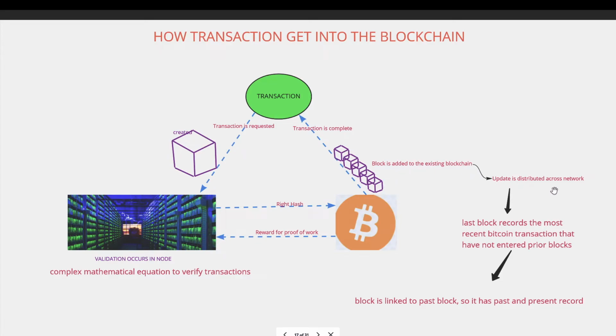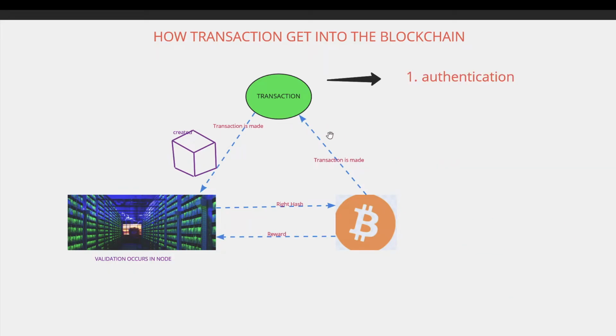That update is distributed across the network of computers, and so every last block that is added records the most recent Bitcoin transactions that have not entered the prior blocks. But since each block is linked to the past block, it has all the details about the past transactions as well as the present transactions. So in this way, a transaction is complete.